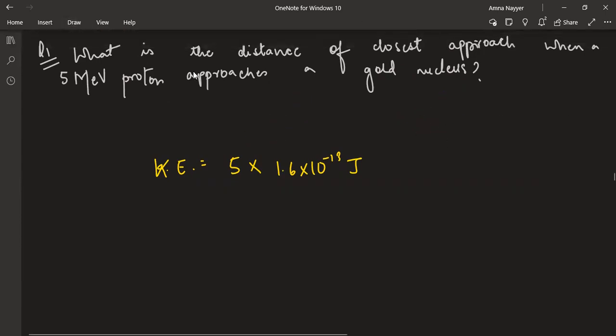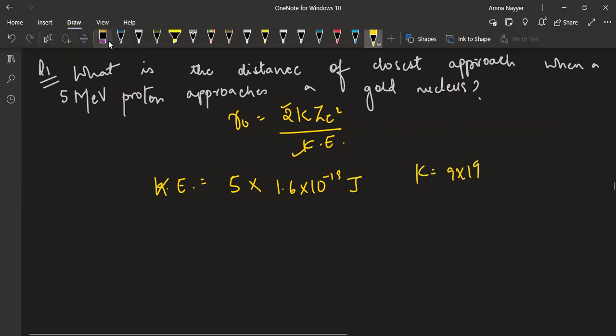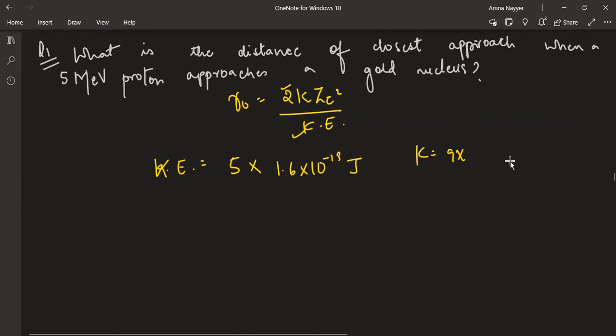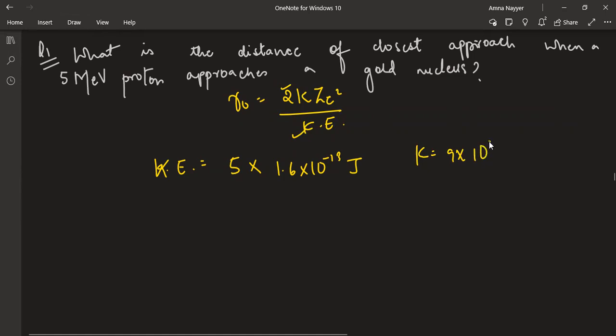See, R naught is 2kZe square by kinetic energy. If kinetic energy is given, then let's write it in terms of kinetic energy only. So, 2 is a constant. K is 9 into 10 to the power 9. All right, atomic number Z.